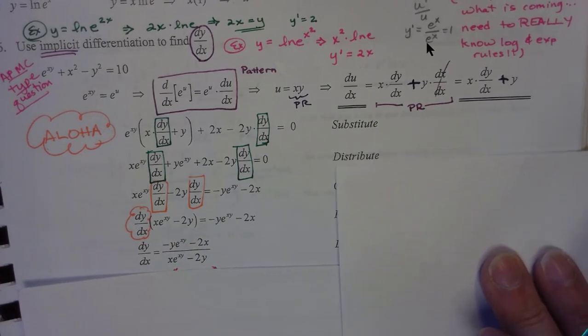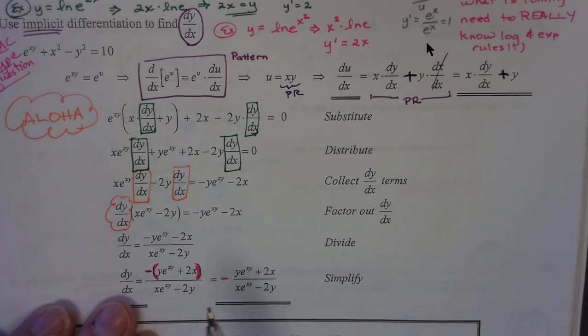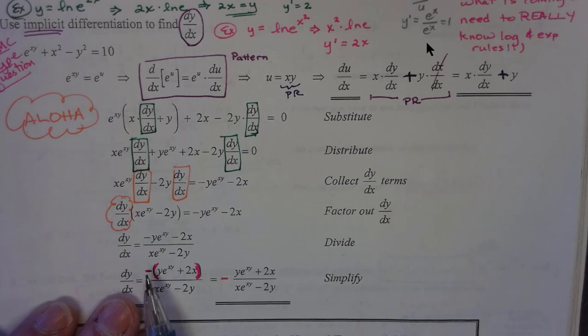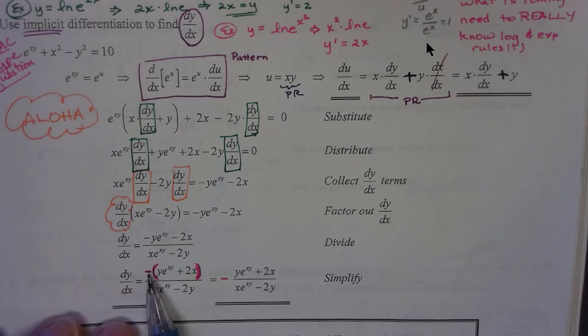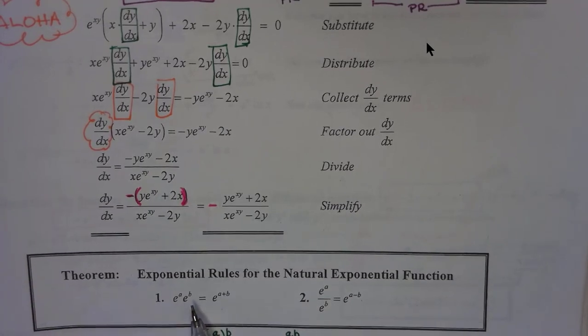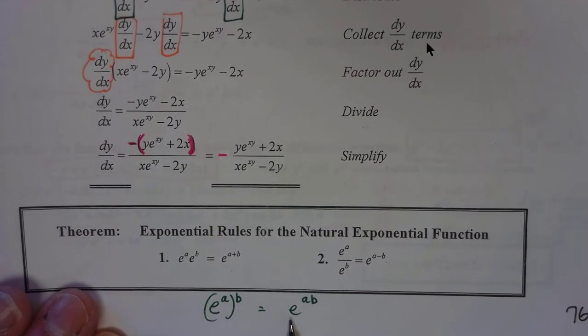That's very ugly. Now, how do we simplify it? Well, I see this negative negative here. If I factor a negative out of the numerator here, I can write this nicely. And if I've done that factoring work, then that negative can come in front of the whole fraction. Make sure you know these rules. Again, these are just rules of exponents. E to the a times e to the b is e to the a plus b. E to the a over e to the b is e to the a minus b. And e to the a to the b is e to the ab.